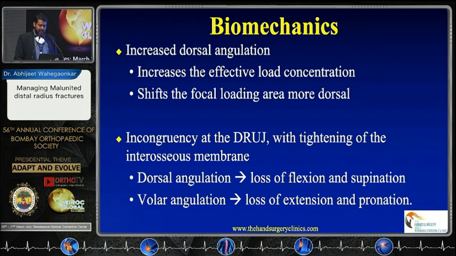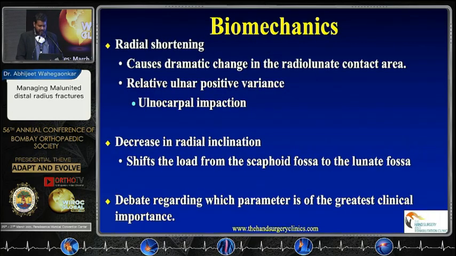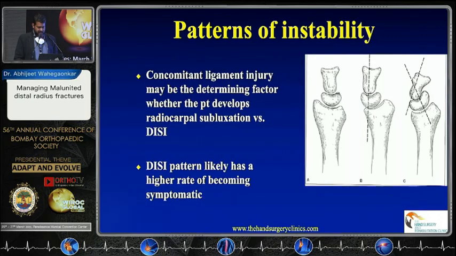The angulation results in a carpal instability, which is often referred to as adaptive instability. Shortening causes a dramatic change in the radiolunate contact area with a relative ulnar positive variance, which leads to ulnocarpal impaction, and radial inclination loss will shift the loads to the scaphoid further. So all of these are precursors of a degenerative change that can occur very quickly if left untreated, or if not identified and treated.